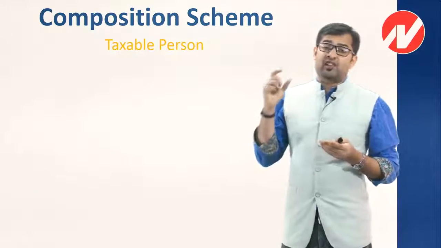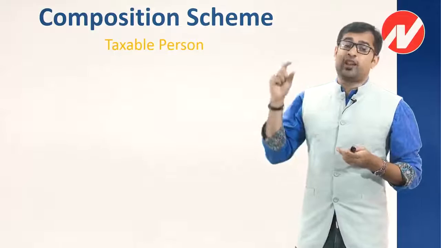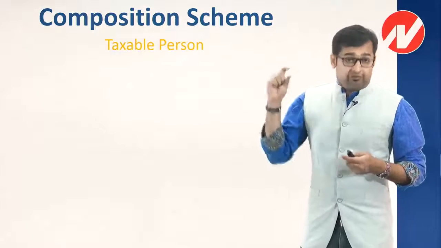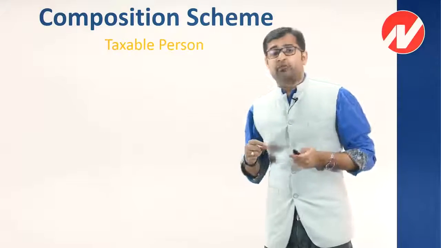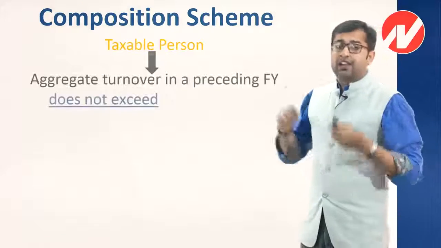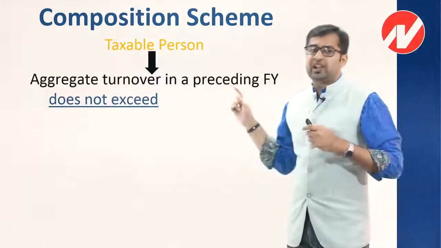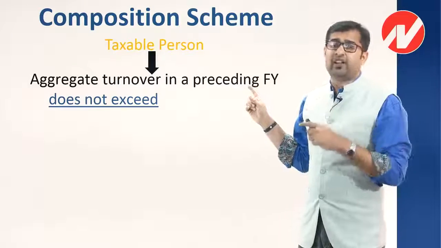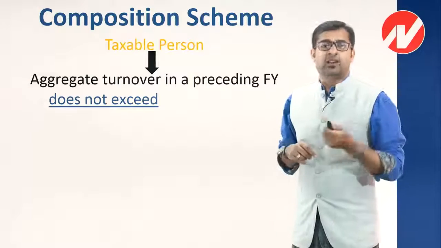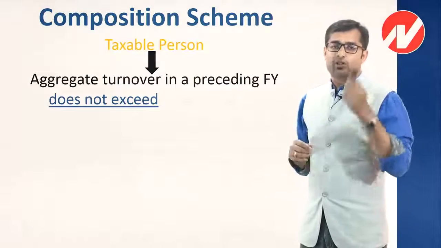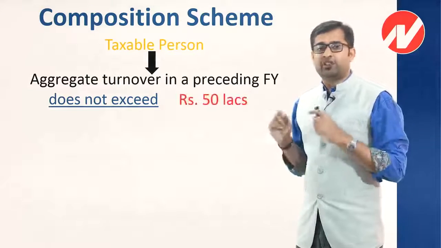So this scheme is available only with regard to those people who are a taxable person. Further it says, a taxable person whose aggregate turnover in the preceding financial year has not crossed the limit. See, it says aggregate turnover in a preceding financial year does not exceed a limit. What is that limit? So the original limit was 50 lakh, which is mentioned over here.